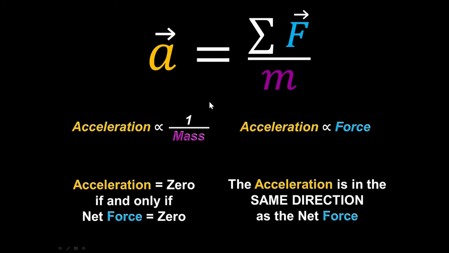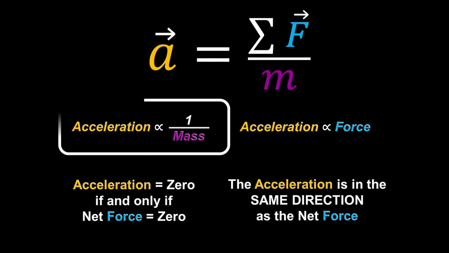And the last thing has to do with the fact that these are vector quantities. Acceleration has magnitude and direction. Force has magnitude and direction. So the acceleration will always be in the same direction as the net force. You put a net force on it to the right, it's going to accelerate to the right.